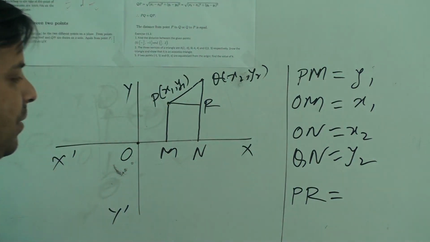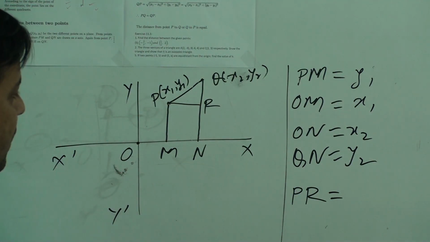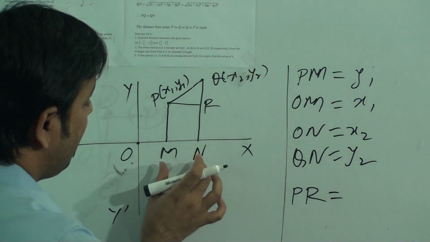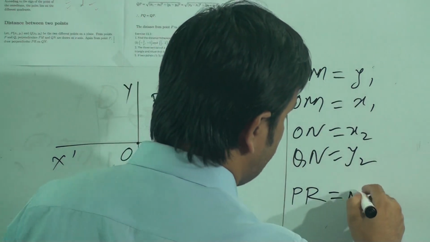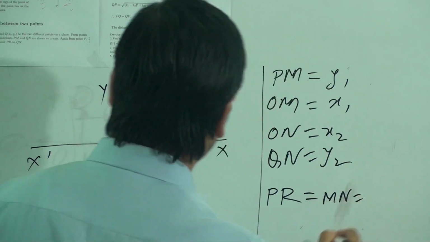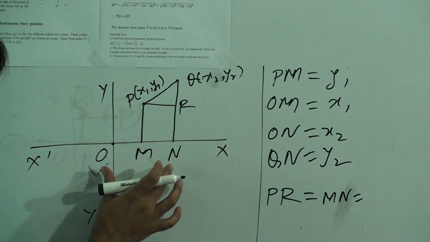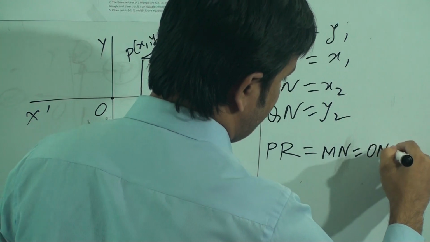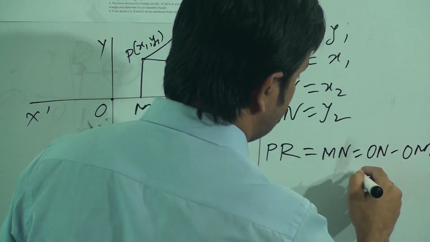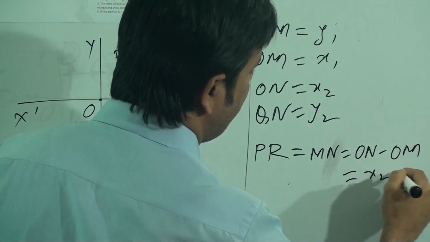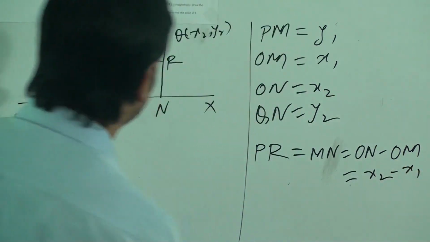How can we determine the value of PR? From the figure, we can determine the value of PR as we can determine the value of MN. PR equals MN. Here from the figure, MN means ON minus OM. So put the value: ON is x2 and OM is x1.